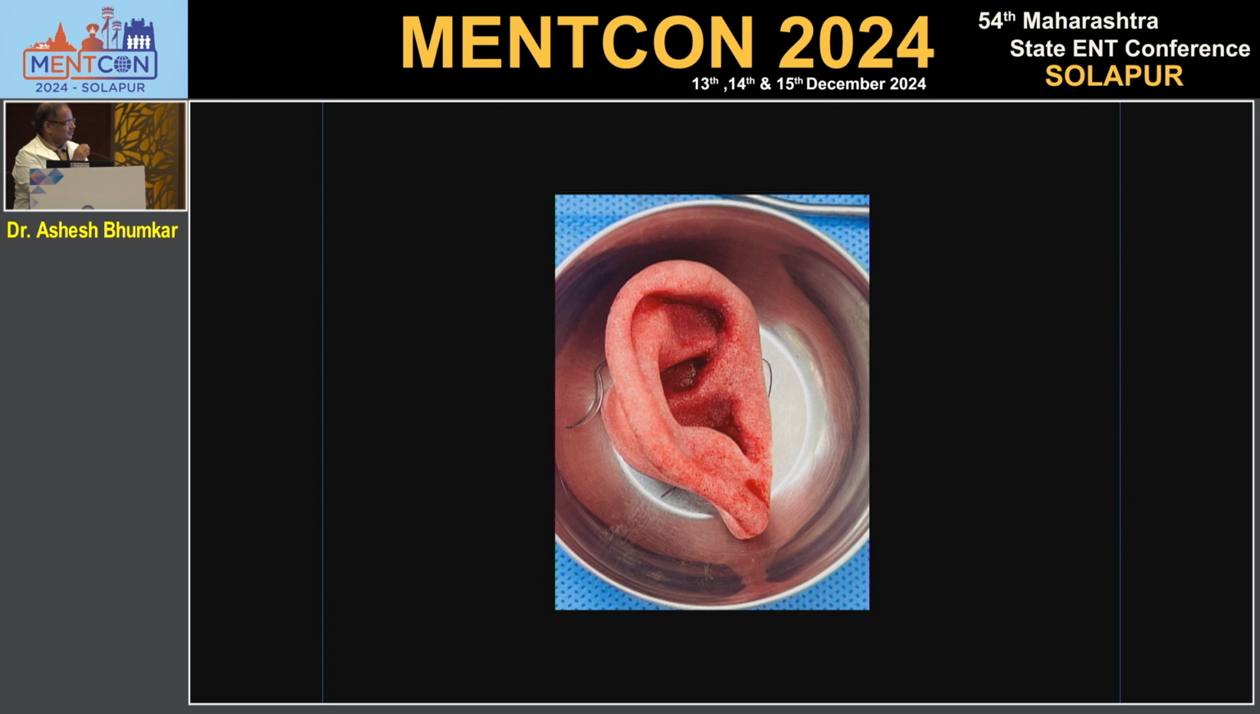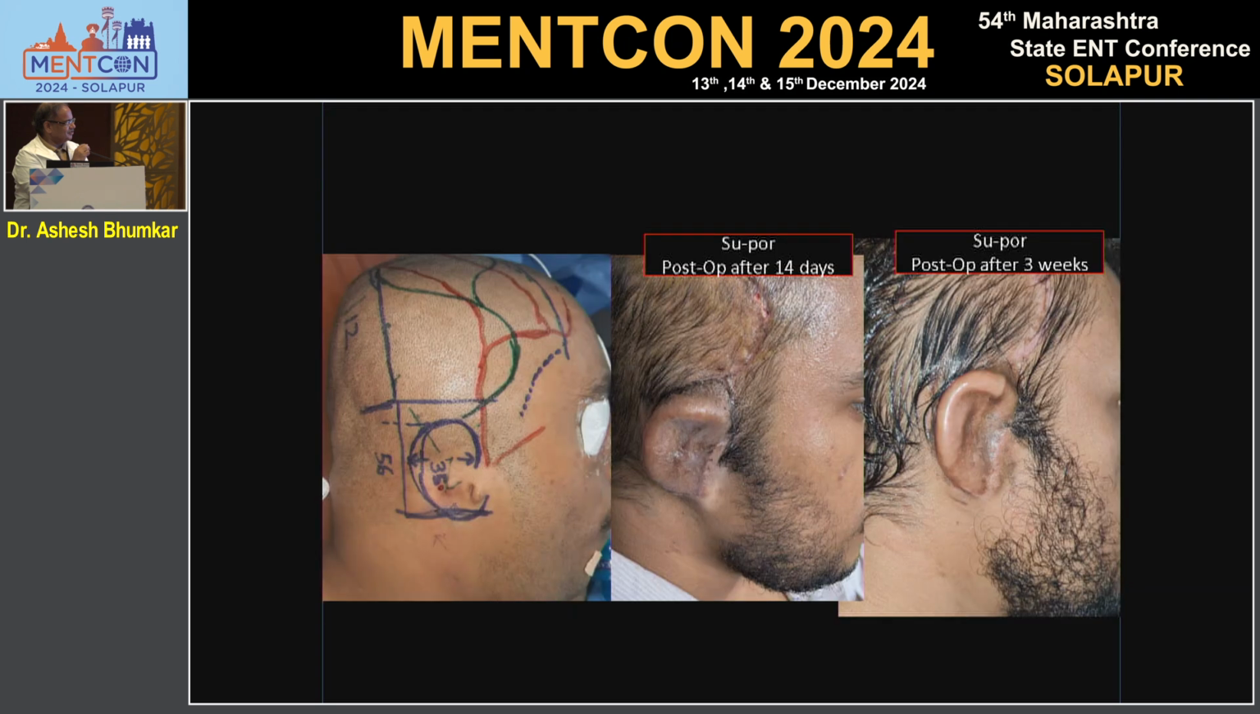This is a synthetic material called Supor. There was a precursor to this which was Medpor, but this now comes as a ready-made thing with an absolutely normal looking external ear. The technique remains the same of using the TP flap, but the TP flap required for this sort of a framework of an ear is much longer and wider, but the results are excellent.